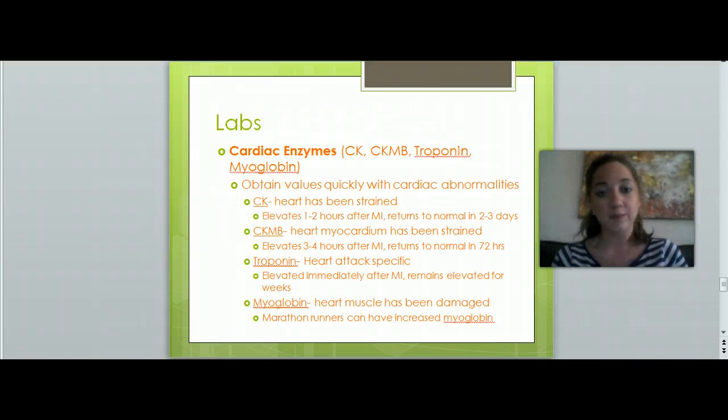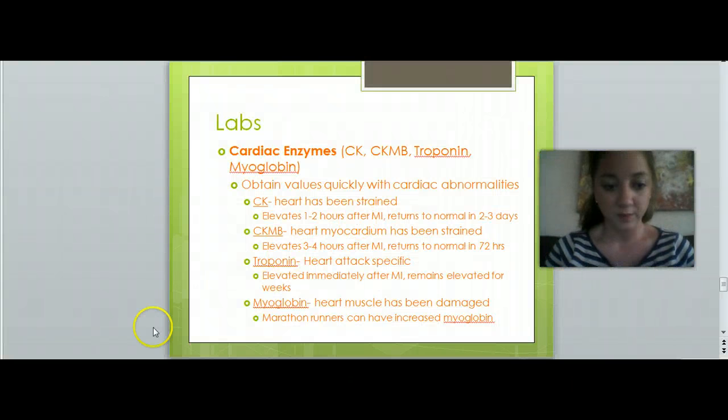We need to check labs, okay, whenever we're looking at any kind of cardiac issues. We draw labs immediately whenever we suspect some kind of cardiac issue. The ones that we want to get are the cardiac enzymes, okay? We're going to look more deeply at these whenever we get into talking about myocardial infarctions. But the cardiac enzymes, they're called CK, CKMB, troponin, and myoglobin. You want to obtain these values very, very quickly as soon as you suspect any kind of cardiac damage. All right, because the sooner we get these values, the sooner we're able to treat them, and it's all very emergent and needs to be taken care of quickly. So basically, the second these patients hit the door, we need to draw these labs.